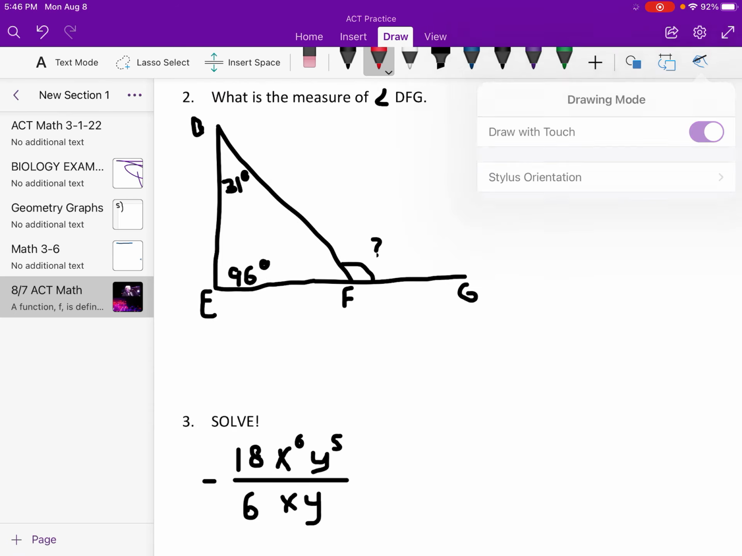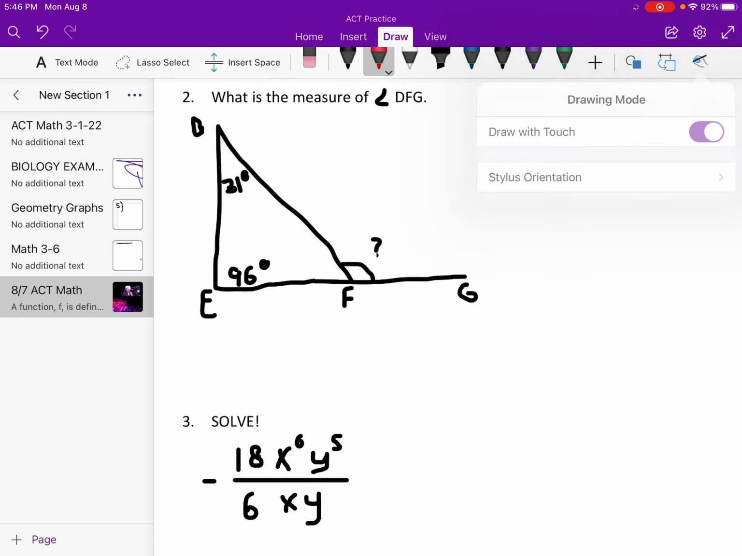All right, now we're trying to find angle DFG. DFG, that's obviously where the question mark is. Well, this thing should be completely flat. We're assuming it is. So that means that this full thing has to be 180 degrees. And so whatever this thing is, subtracted from 180 is what this is.